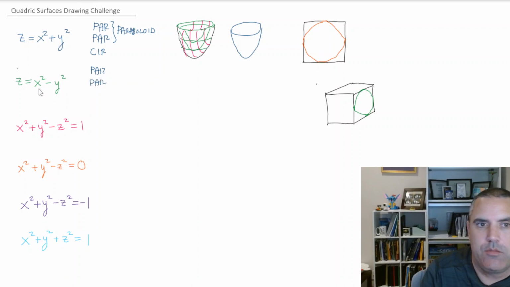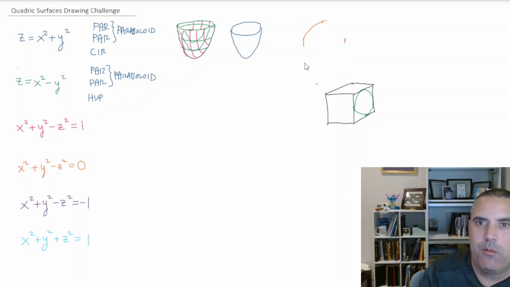And what I mean is if you cover up X, it's a sad parabola. If you cover up Y, it's a happy parabola. And if you cover up Z, it's a hyperbola. So we still call this a paraboloid. That's how you remember the name. But it's a hyperbolic paraboloid.